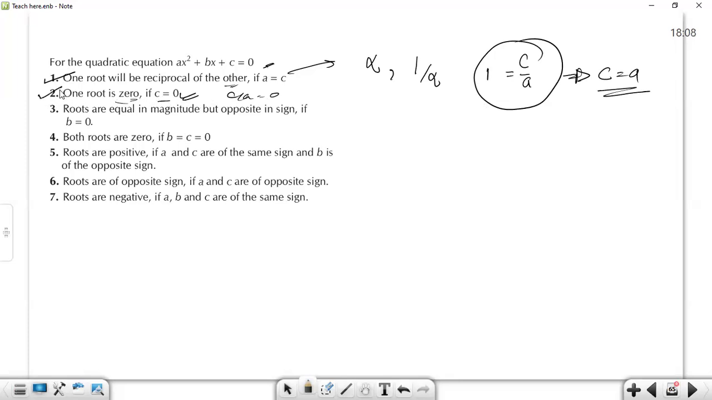Yes, sir. If roots are equal in magnitude but opposite in sign, like alpha and minus alpha, the sum of the roots is going to become, what will be the sum of these two?